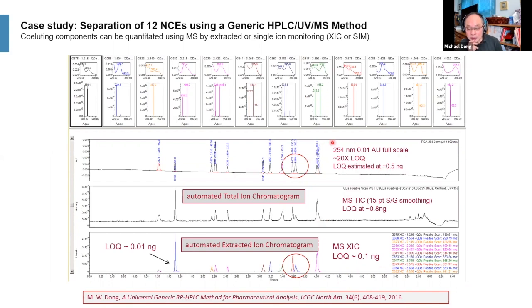Oh, I'm sorry. Okay, this one's a little longer. This one I try to get a little better separation. So the generic method is 2 minutes, and you can extend it to about 7 or 8 minutes using this condition. When you do this, you can actually separate all 12 NCEs, new chemical entities.